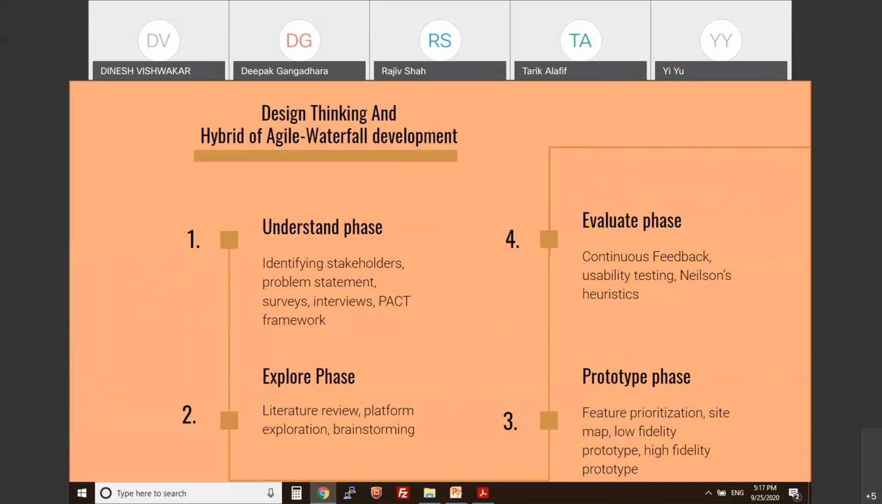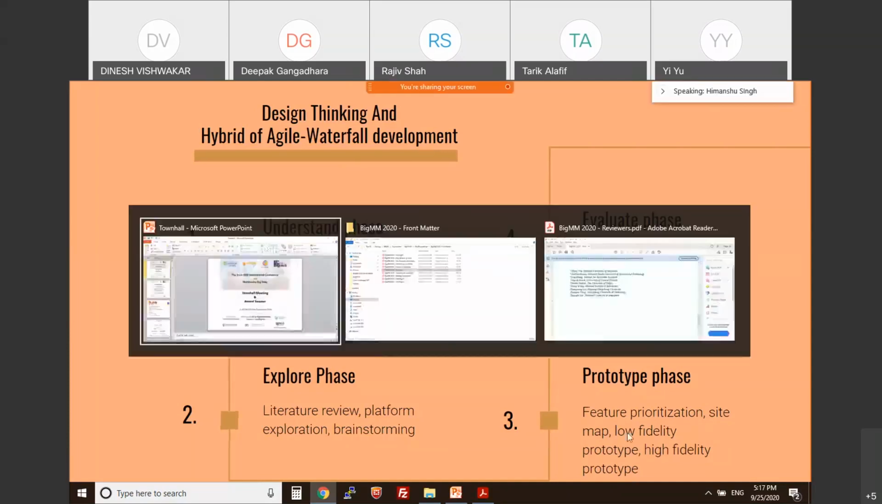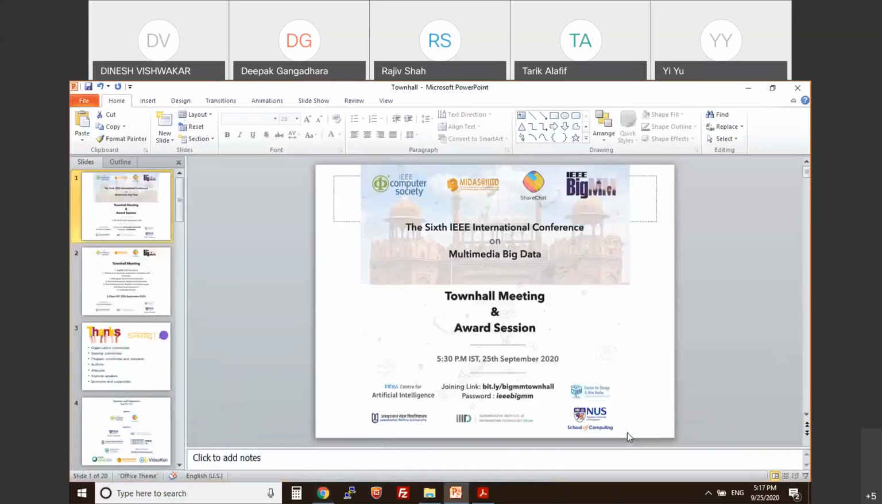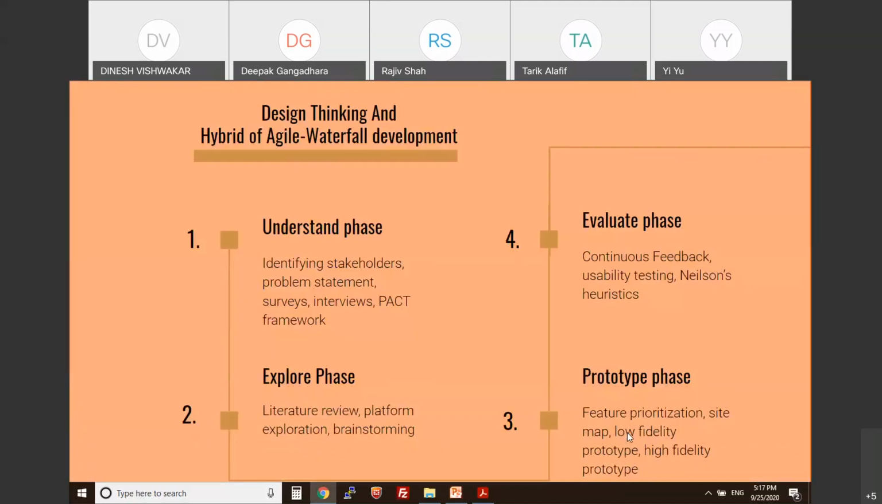Now, the second phase was exploring, in which I did a literature review. I did platform exploration, deciding which language and which framework to code the solution in, and brainstorming. The third was the prototype phase, in which feature prioritization, a sitemap, a low fidelity prototype, etc. were done. And the fourth was the evaluation phase: continuous feedback, usability testing, and Nielsen heuristics were used to evaluate the prototype developed.